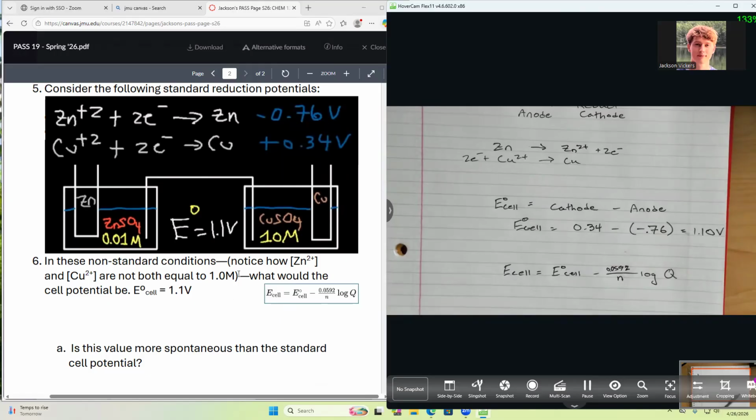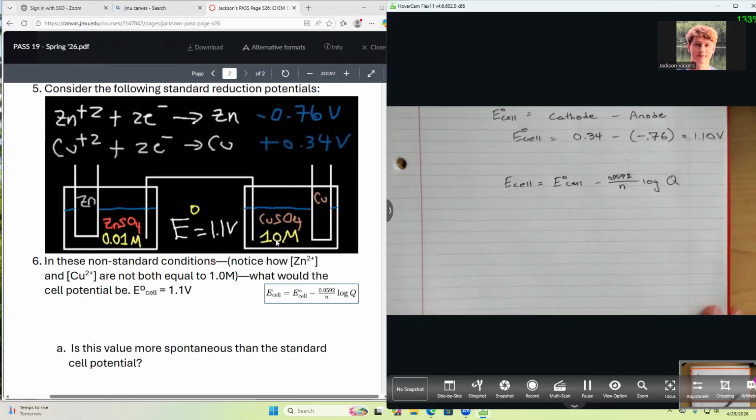So here I have the same example with the zinc and copper, and I'm giving you some concentrations of the solution. Over on this side where we have the anode, there's 0.01 molar zinc 2+ ions. And over on the copper cathode side, it's 10 molar. So that's what we're going to be using to find Q.